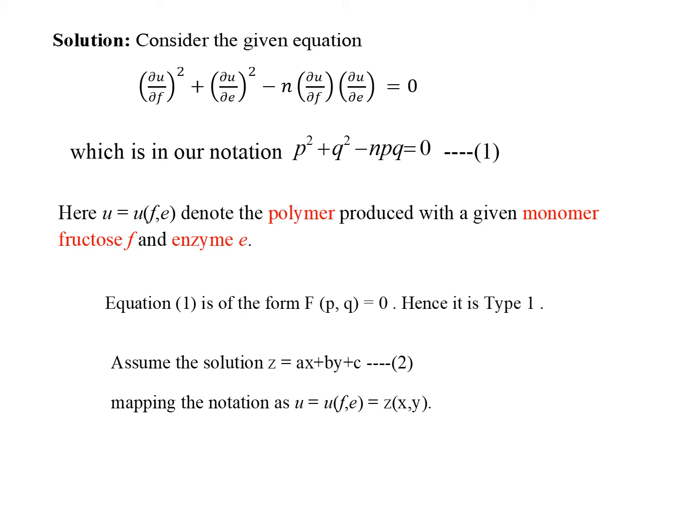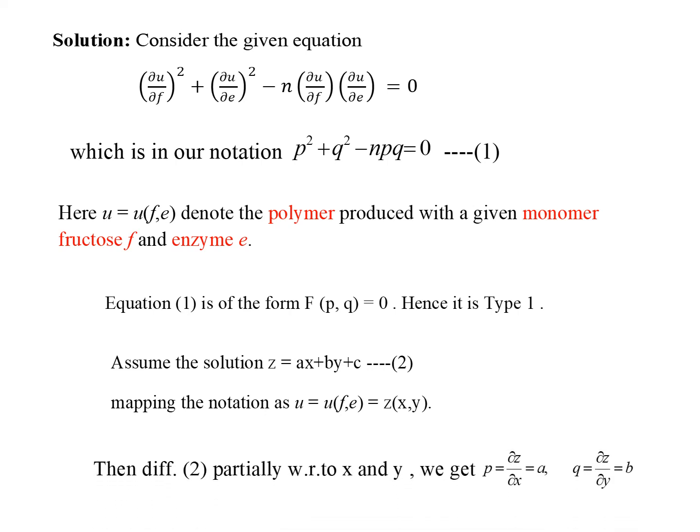here we are using Z, which is a function of X and Y, that is our normal notation, but we have to compare that with the notation used in this real life problem, which is U as a function of F and E. So when you compare, let us go on to our usual notation, using Z in the place of U, X and Y in the place of F and E respectively. So when we differentiate equation 2 in our usual notation, we get P equal to A and Q equal to B.